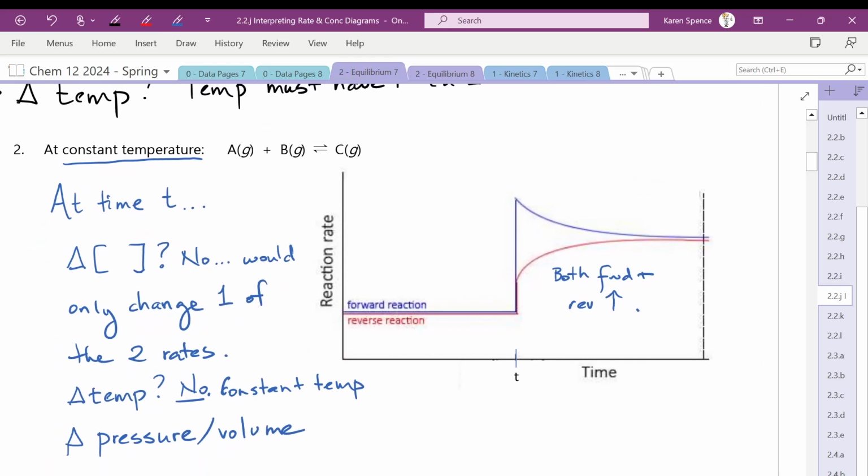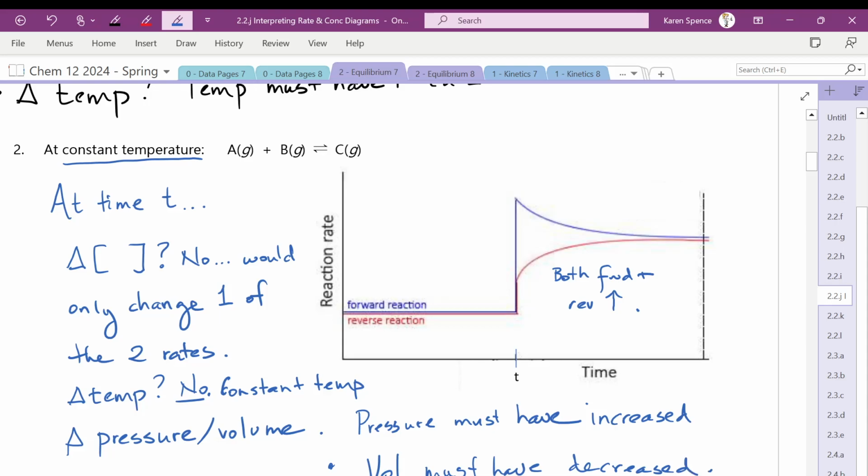What had to have happened to the pressure? Tell your partner, did pressure increase or did pressure decrease? The rates are faster, so it must have increased. Therefore, what must have happened to the volume? Decreased. Yep.